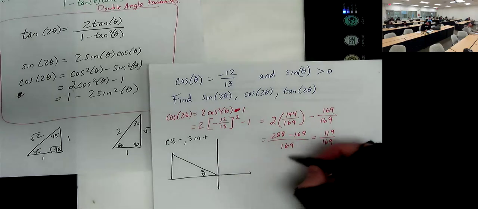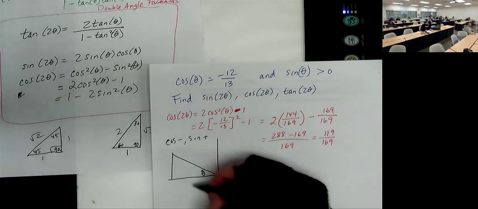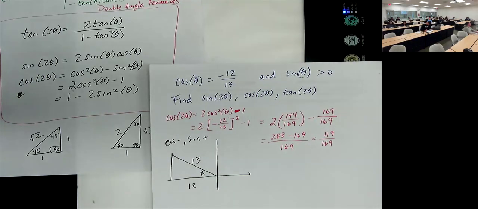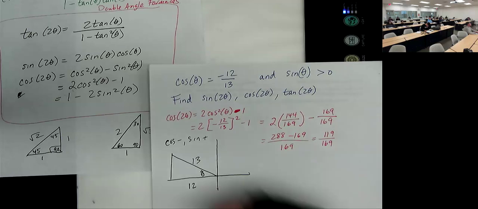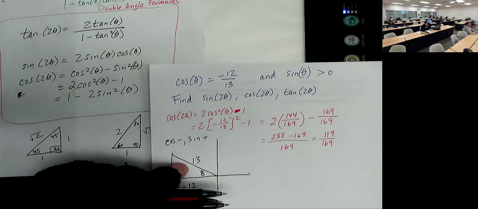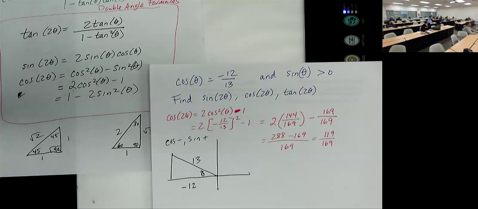Cosine is adjacent over hypotenuse. I have a 12 and a 13, one of them's gotta be negative. Which one should I make negative? And why? The 12, why? That's going left on the x-axis, isn't it? Going left on the x-axis is negative. And the hypotenuse is usually like the radius of a circle, if we did the whole circle, radius is always positive. You want your hypotenuse to be positive.